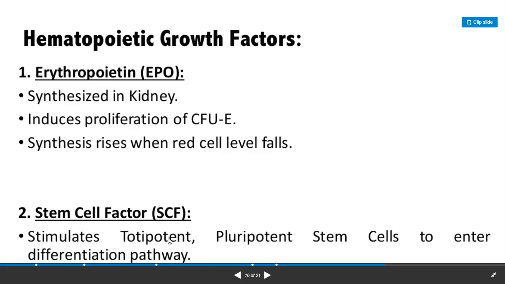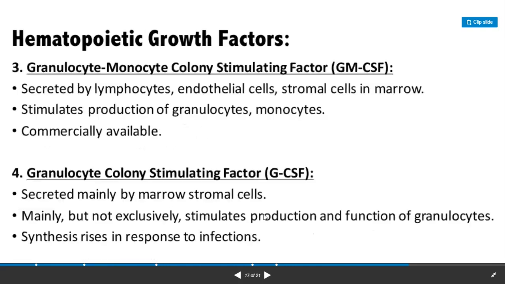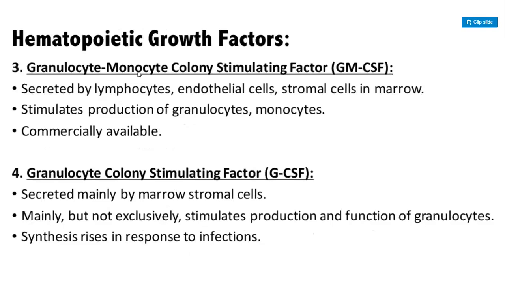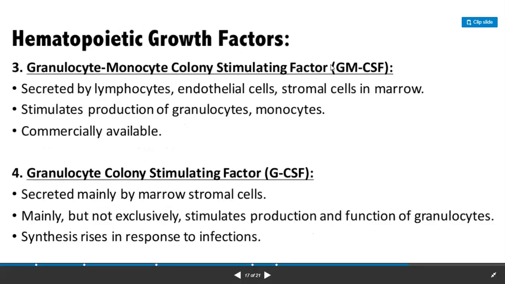Then we have the stem cell factor, which stimulates totipotent, pluripotent stem cells to enter differentiation pathway. Then we also have granulocyte monocyte colony stimulating factor. These are secreted by lymphocytes, endothelial cells, stromal cells in the bone marrow, and they stimulate production of granulocyte and monocyte, as we said in the previous slide. And they are available in large amounts.